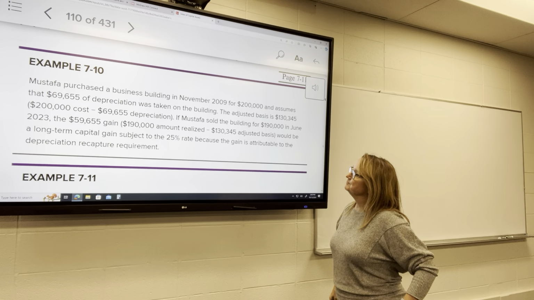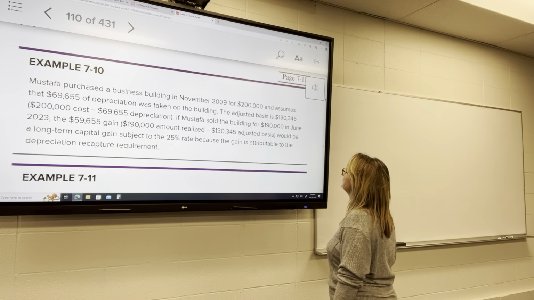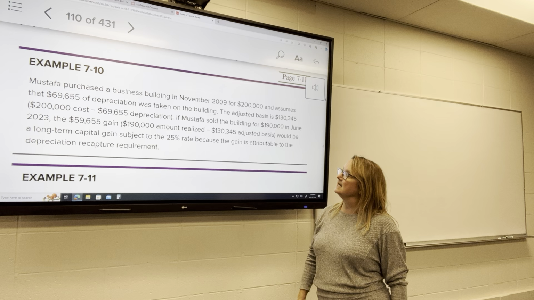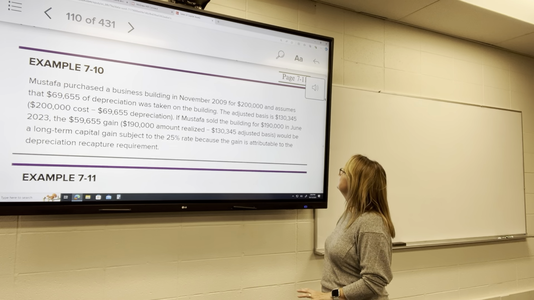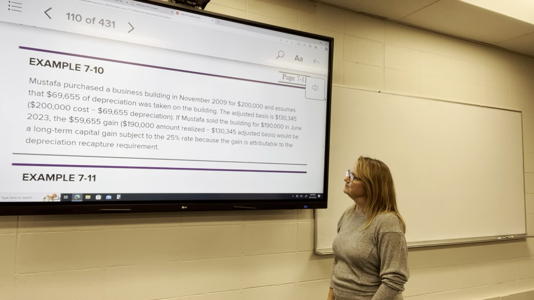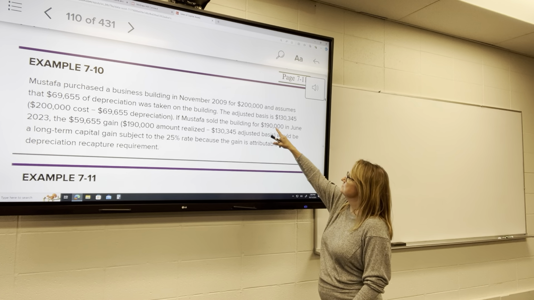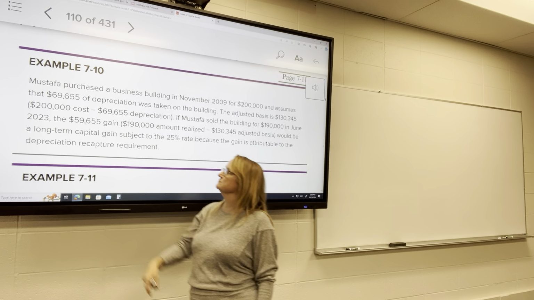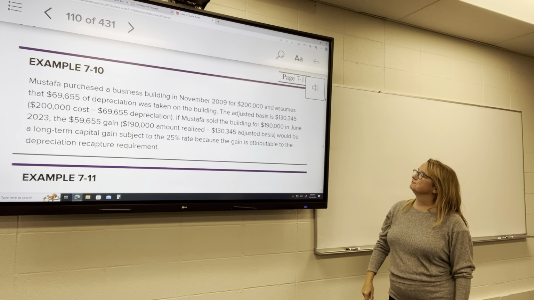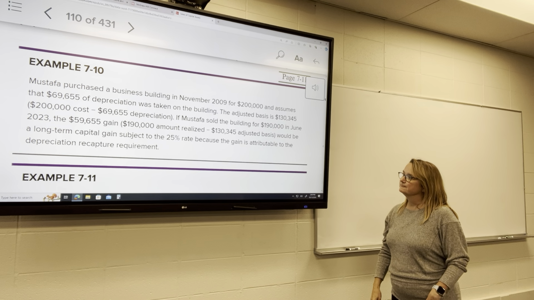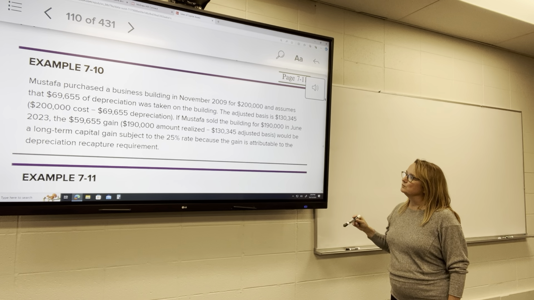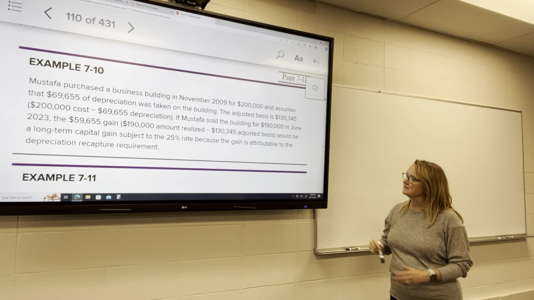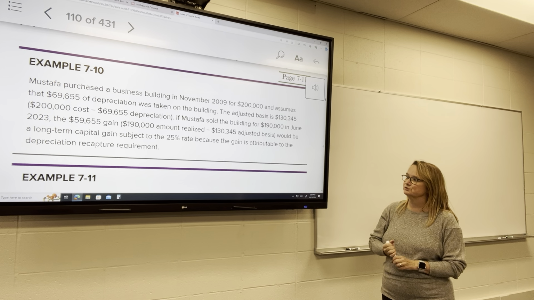So Mustafa purchased a business building in November 2009 for $200,000, and assume that $69,655 of depreciation was taken on the building. Adjusted basis is $130,345, which is the $200,000 minus the $69,655. If he sold the building for $190,000, the gain on that would be $59,655. It would be subject to the 25% tax rate because all of that gain is attributable to the depreciation.